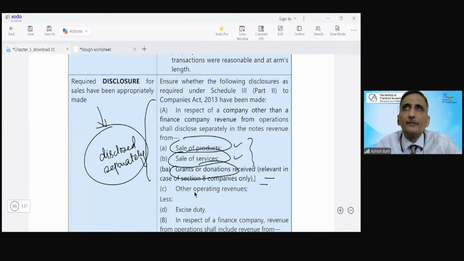Like another example I'll give you. Say there is a company which is engaged in manufacturing of machinery. So the company itself is engaged in manufacturing of machinery. So machinery is a product, the final product from which revenue will be generated. So sales from the sale of machinery would be disclosed under the head revenue from operations, and bifurcation sale of products. Now suppose further that this company which is engaged in manufacturing of machinery is also repairing machinery received from third parties.